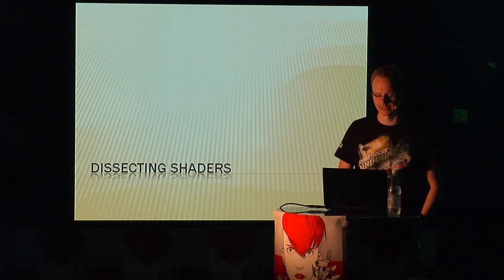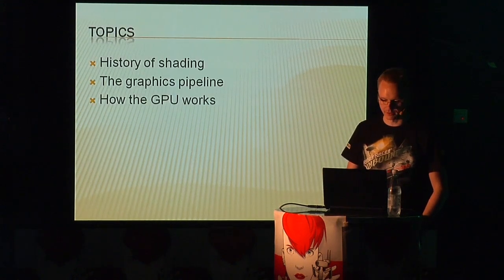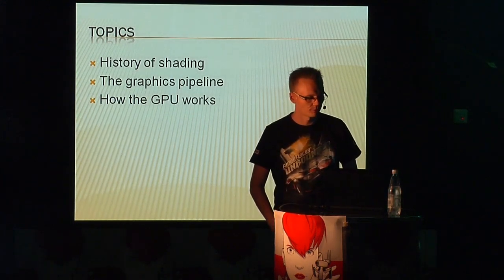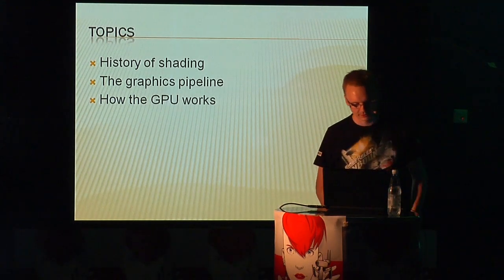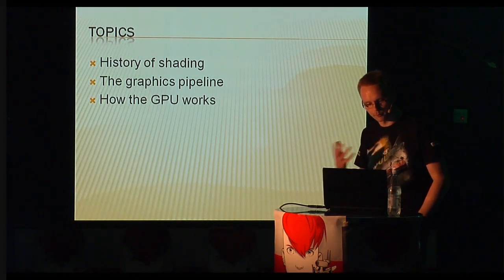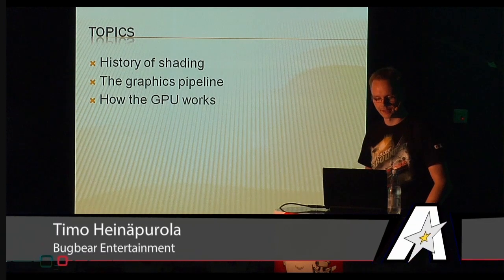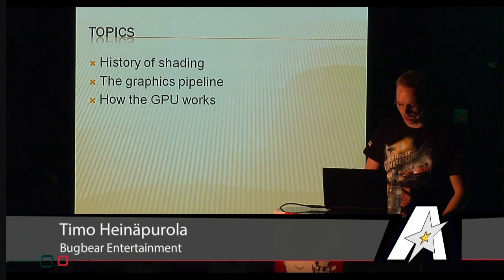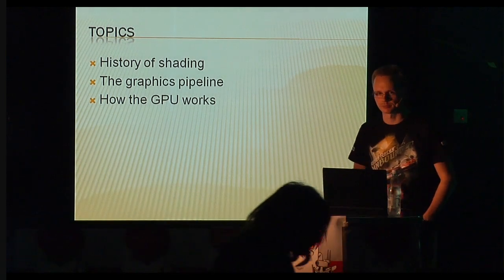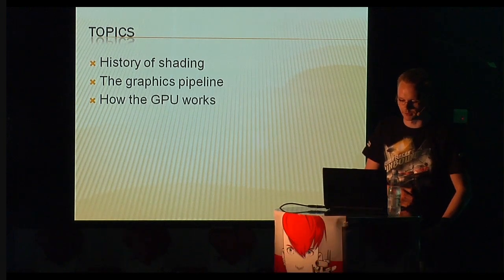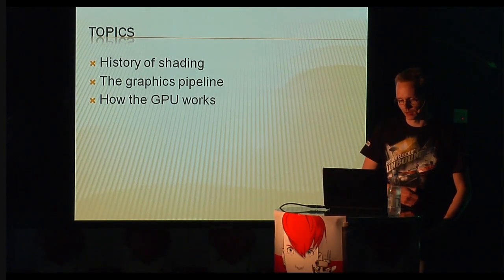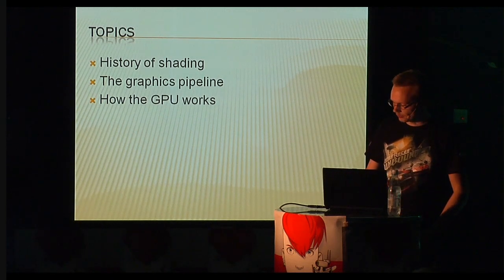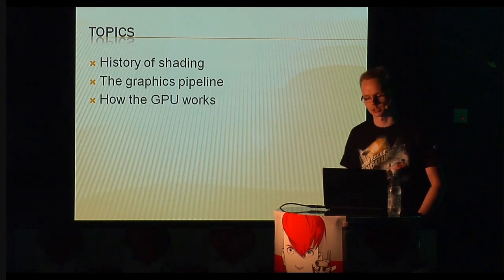So I'm going to talk about shaders. The way I'm going to do that is, first I'm going to go through a history lesson of shading, and we're going to go through the different graphics cards from the 19th century to the modern day. That's to show how we've come to this point. After that, I'm going to go through the graphics pipeline, as documented by the DirectX 11 SDK, followed by a description of how the GPU actually works. I'm going to use the AMD GCN architecture as a reference there.